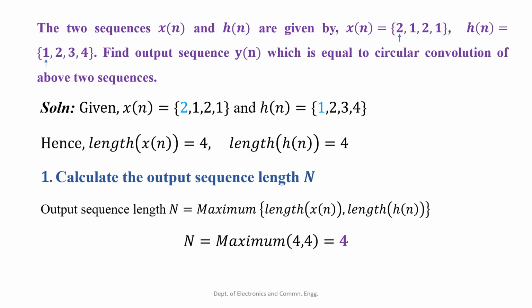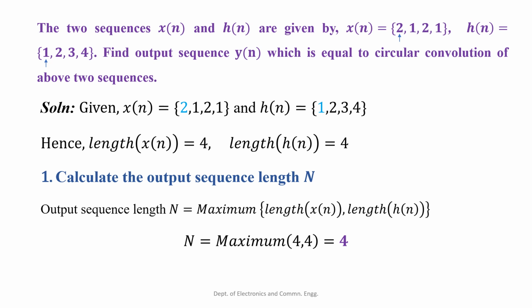Let us go through a simple example of circular convolution in the frequency domain. The two sequences x of n and h of n are given by x of n is equal to 2, 1, 2, 1, and h of n is equal to 1, 2, 3, 4. Find the output sequence y of n, which is the circular convolution of the two sequences. Now getting into the solution, we are just noting down the given sequences and the length of each of these two sequences.